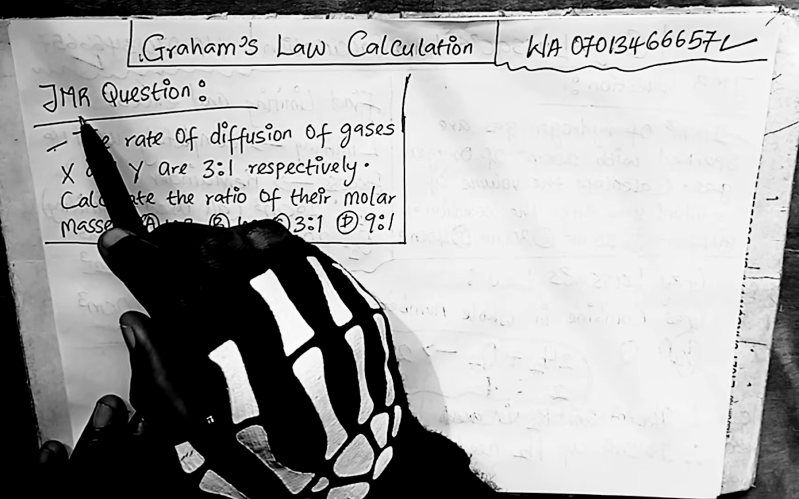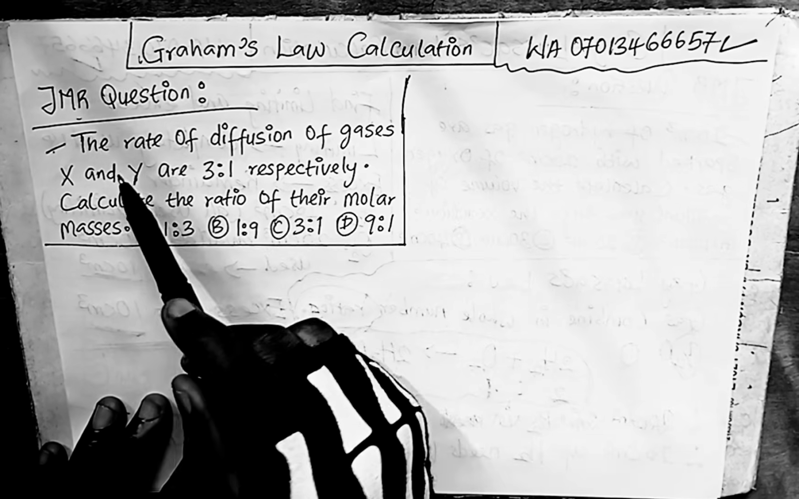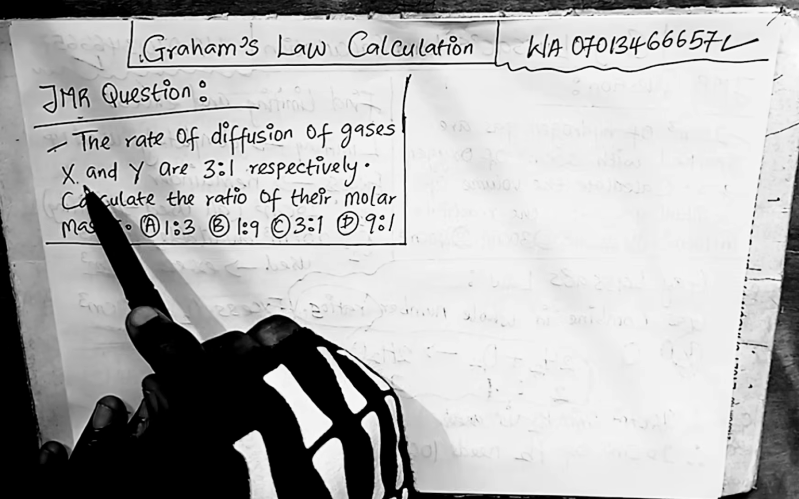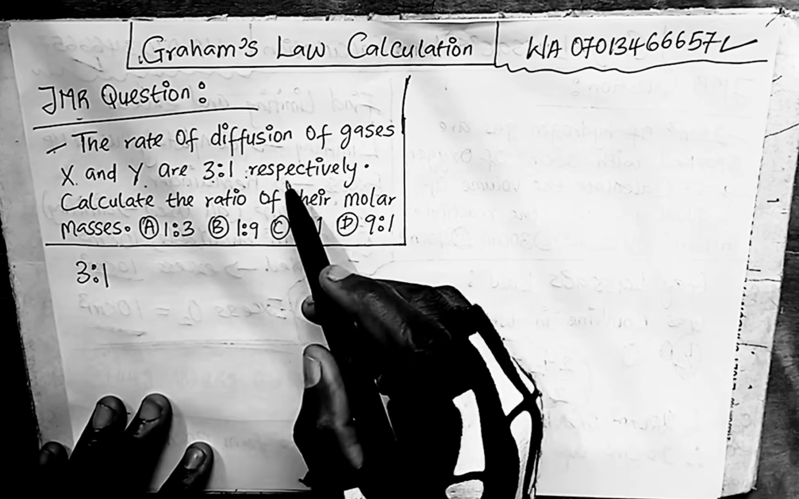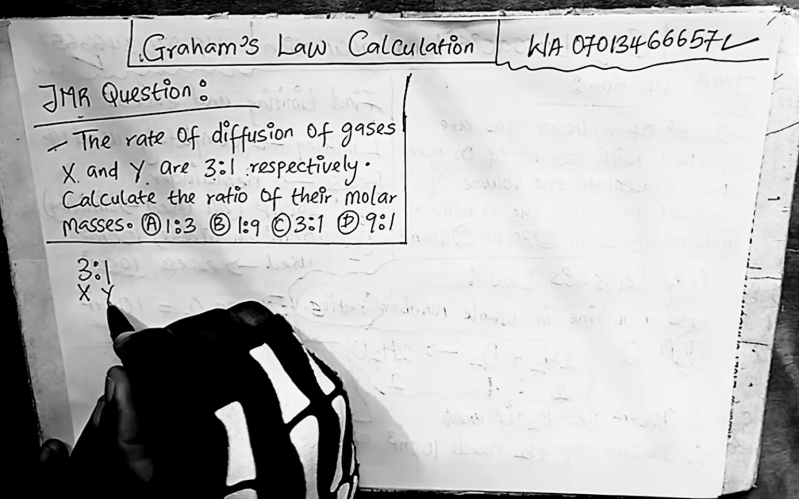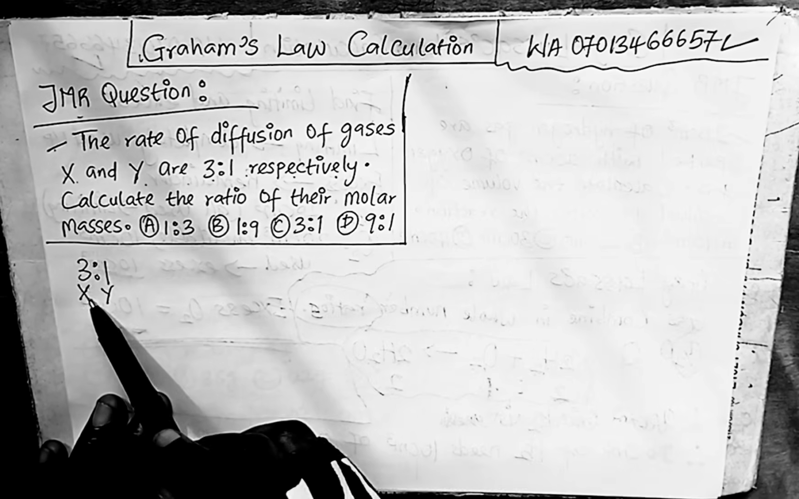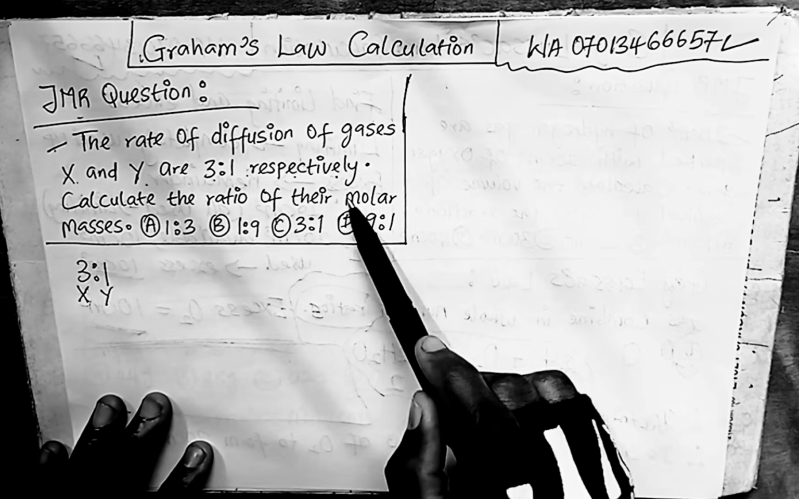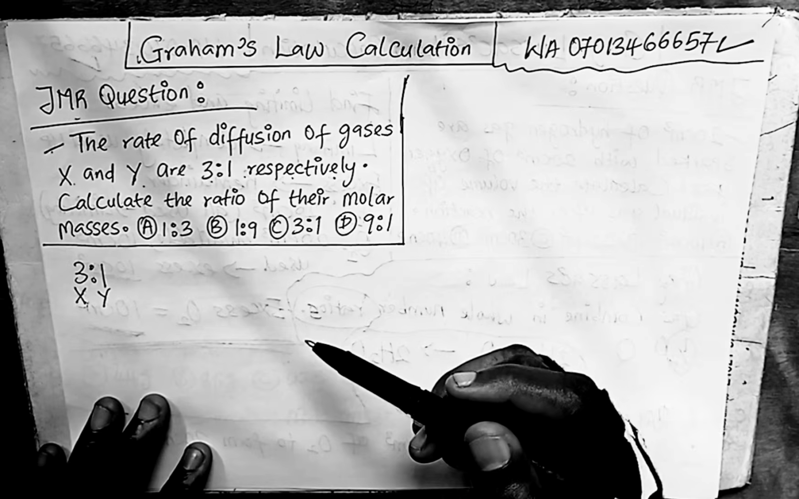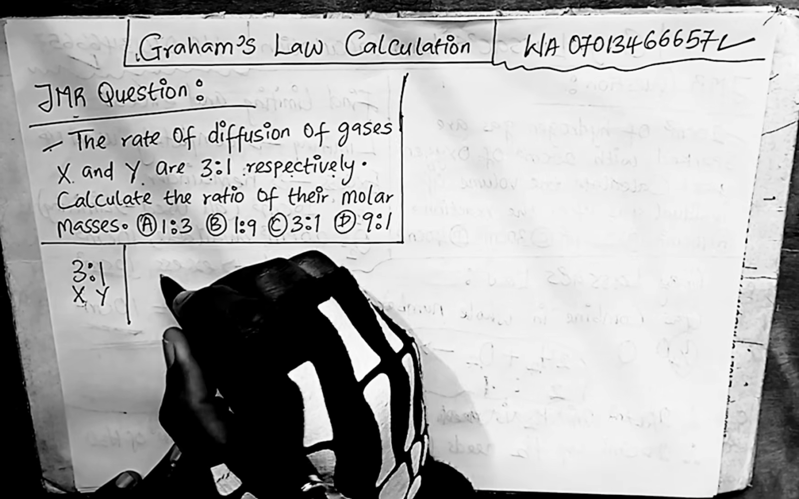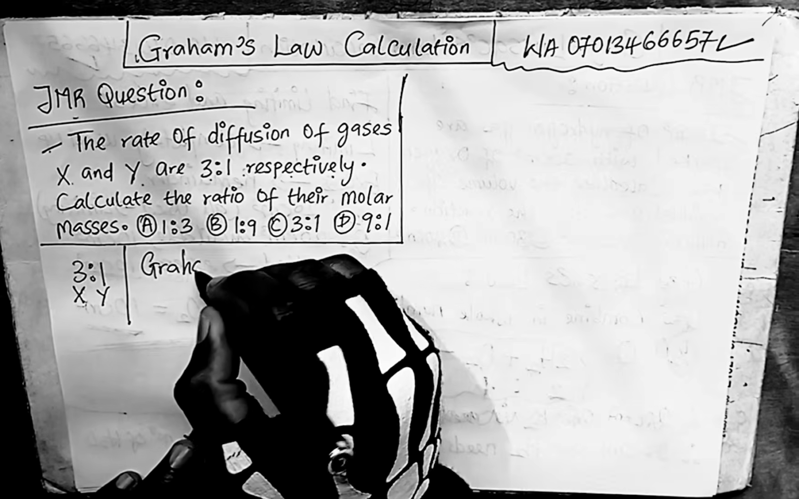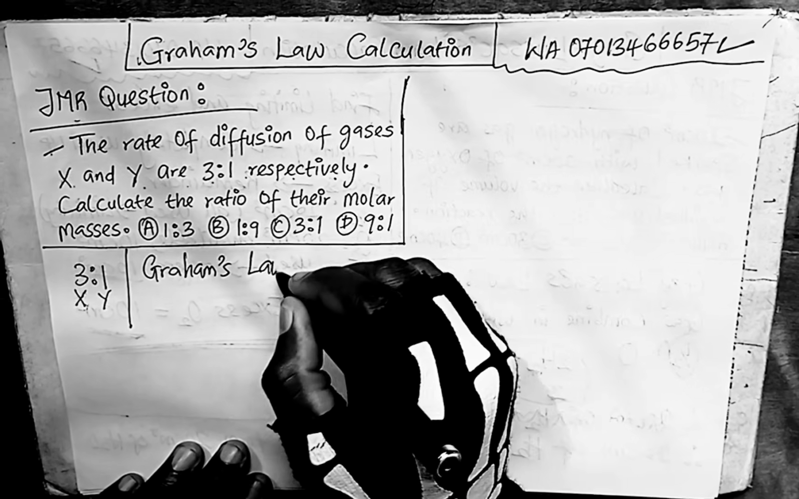There you go. The question we have under Graham's law of diffusion is: the rates of diffusion of gases X and Y are 3:1, respectively. This is for X, and this is for Y. That's why we just quickly put it up, so we make no mistake. Calculate the ratio of the molar masses. Why are we using Graham's law of diffusion here? Because of Graham's law of diffusion.